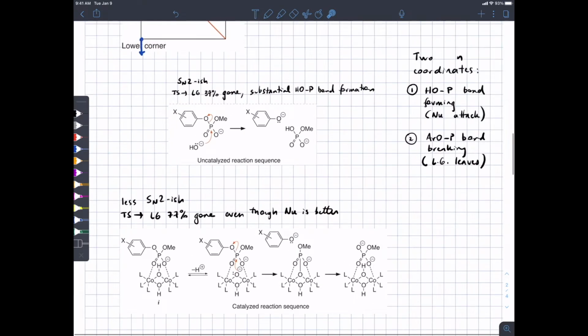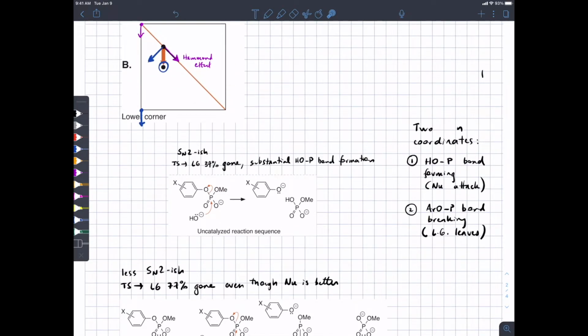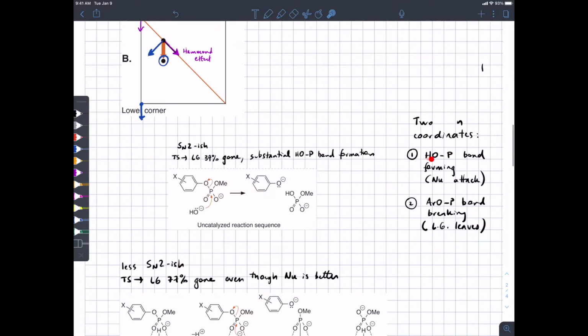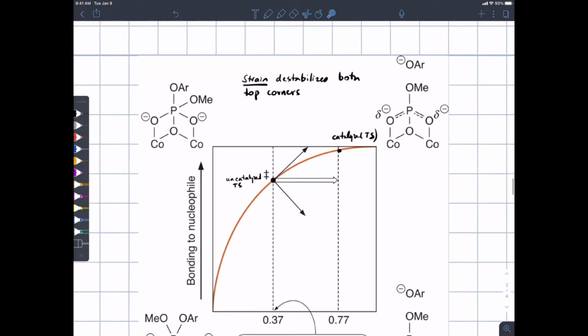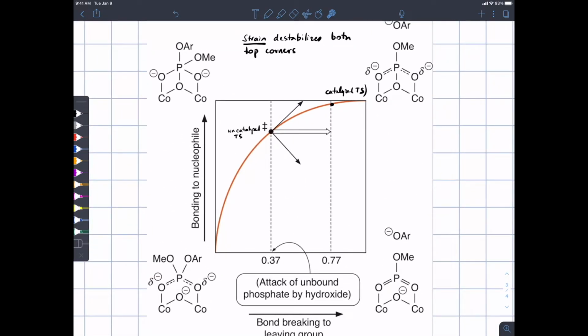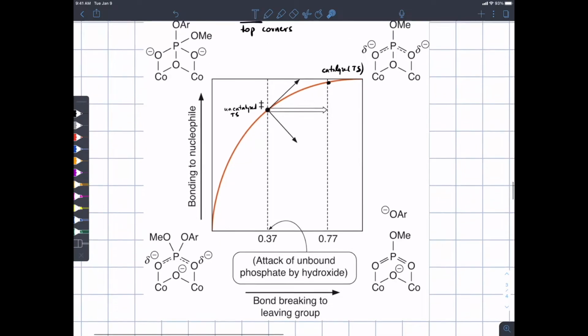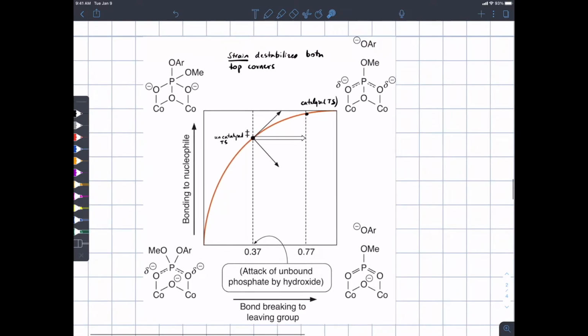So let's consider the two-dimensional potential energy surface looking down, and on one axis we're going to see phosphorus oxygen bond formation or nucleophilic attack, and on the other axis we're going to see leaving group leaving. Okay, so here's our diagram, and here's the reaction coordinate pathway. On this axis we have nucleophile attacks phosphorus, and on this axis we have leaving group leaves. Okay, and this is the catalyzed reaction. Shown here are extremes along the reaction pathway.